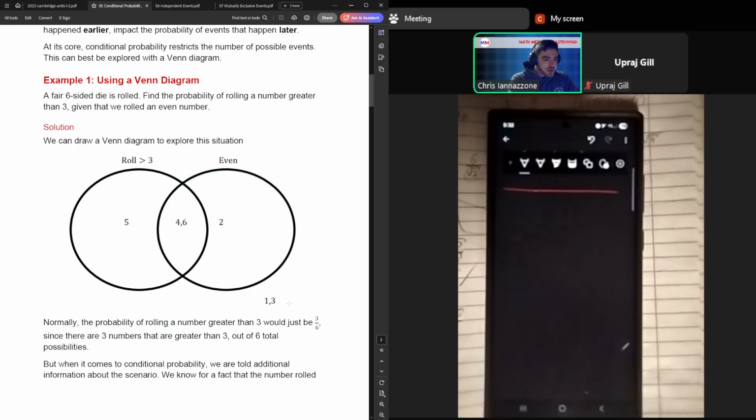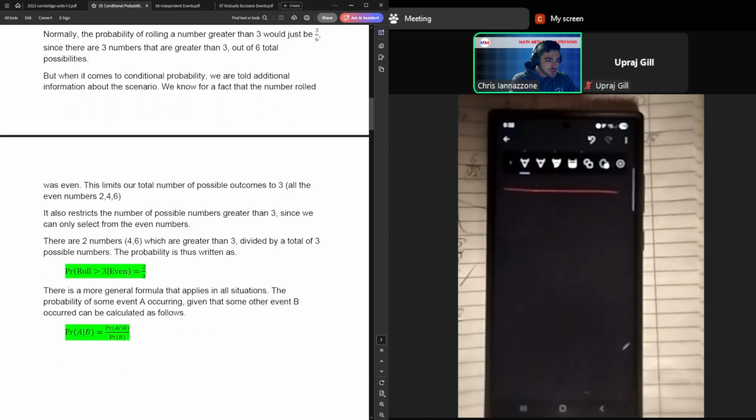We ignore the 5, we ignore the 1 and the 3. These are the only possibilities now that we look for within the new sample space. When you look at that, there's only 2 numbers out of a total 3 that are greater than 3. So there's now 3 total left, 2 of which are numbers that are greater than 3. Hence, your conditional probability is now 2 out of 3 for that particular scenario.